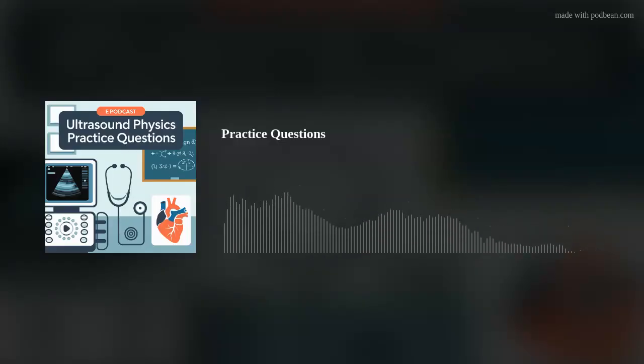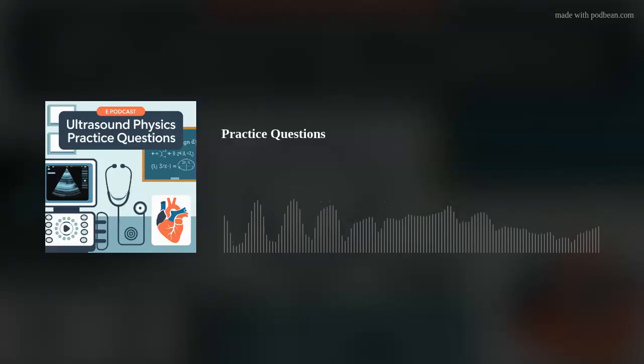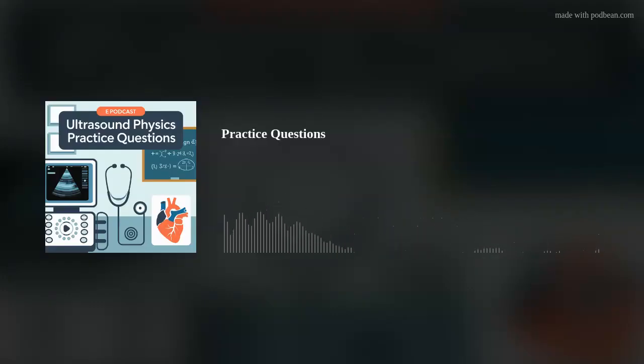This one's about color Doppler again. It asks if blue in color Doppler always represents venous flow. Is that a trick question? It's not a trick question, but it does point out a common misconception. Remember, blue in color Doppler just means the flow is going in the opposite direction from the color red, which is usually the color for flow towards the transducer. It doesn't automatically mean it's venous flow.